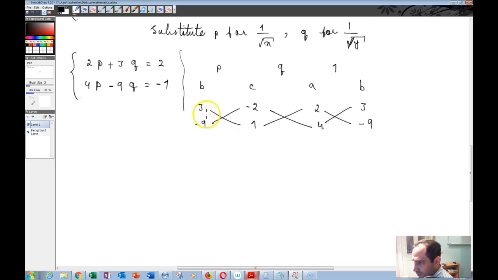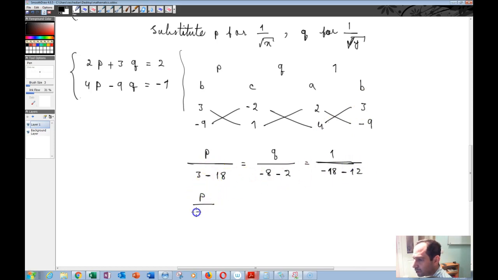So if you cross multiply here, you will get P over 3 minus 18, which is equal to Q over negative 8 minus 2, which is equal to 1 over negative 18 minus 12. So that's P over negative 15 is equal to Q over negative 10 is equal to 1 over negative 30.